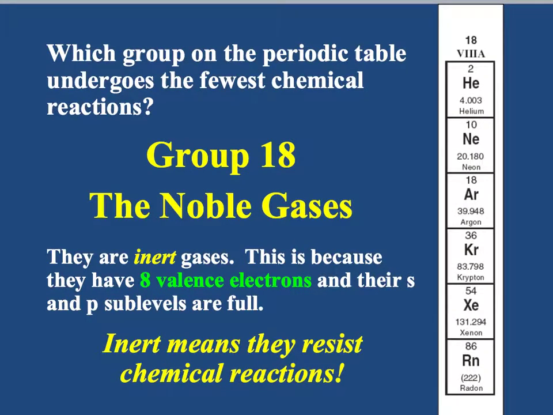Okay, group 18, or the noble gases, is a very special group on the periodic table. They're called inert gases. Inert just means they don't react. And it's because they have 8 valence electrons, and their S and P sublevels are filled. So they don't have a lot of reactions. They have the fewest reactions. So again, the group on the periodic table that undergoes the fewest reactions would be group 18. It is called the noble gases, and they're unreactive because they have 8 valence electrons and their S and P sublevels are full.